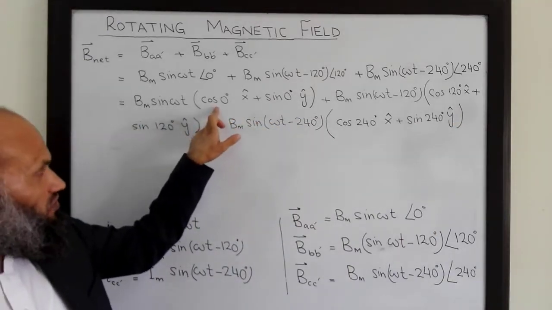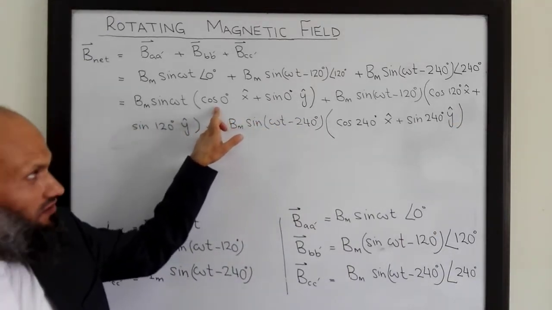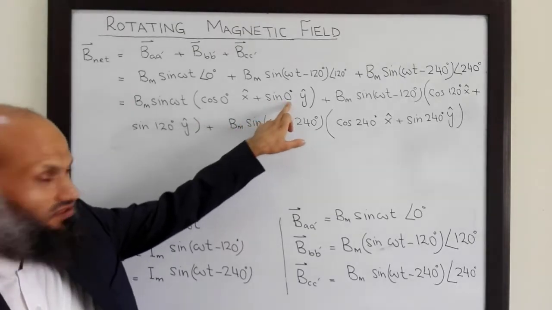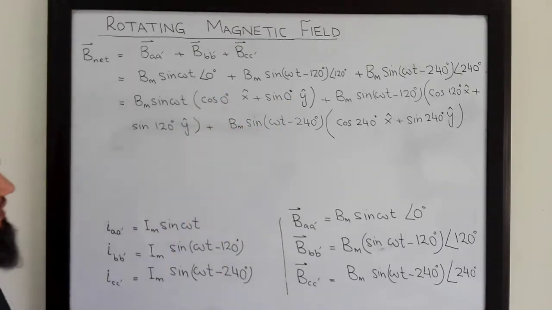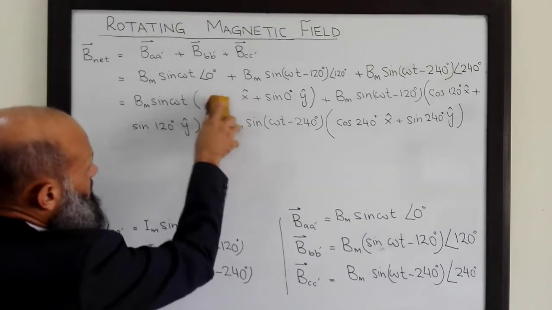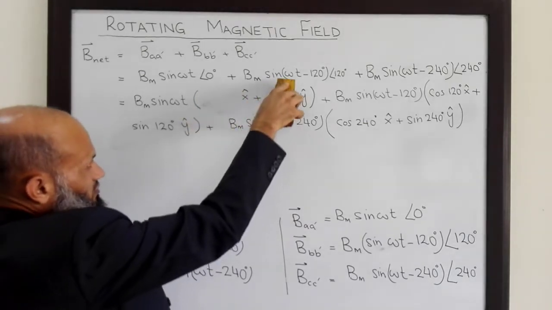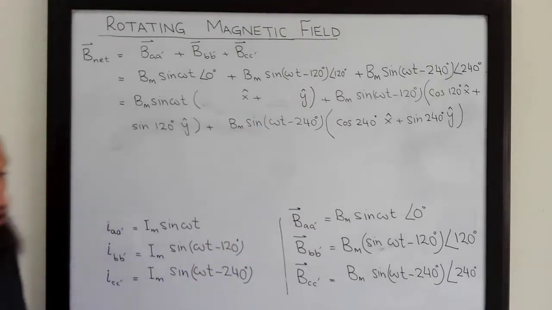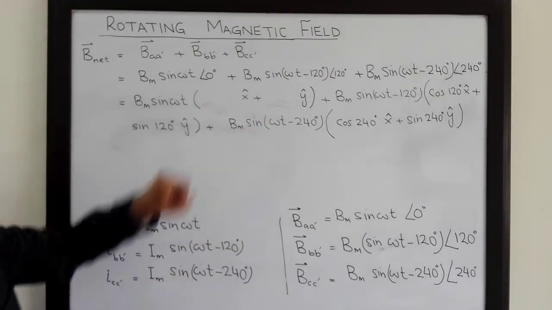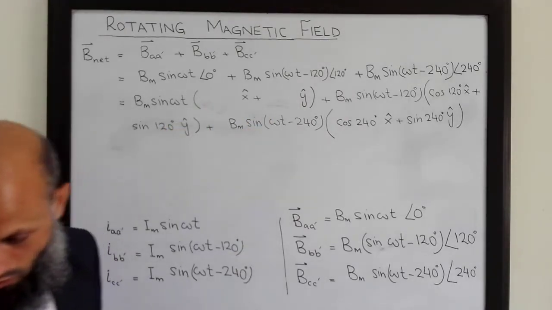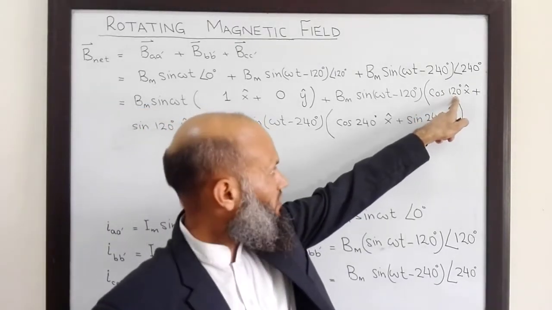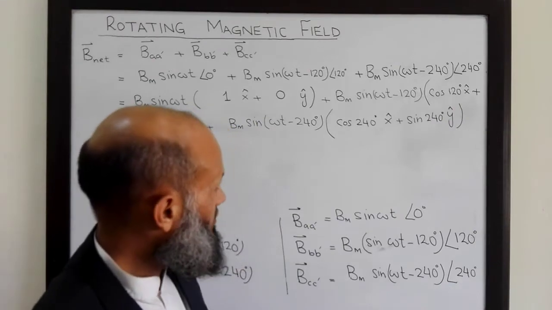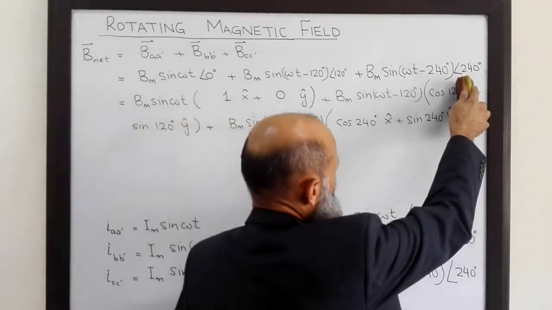So what is cosine of 0 degrees? That is 1, and sine of 0 degrees is 0. To save space on this whiteboard, I'll just erase it over here and replace it by their numerical values. Cosine of 0 is 1 and sine of 0 is 0. Similarly, cosine of 120 degrees is equal to minus 0.5.